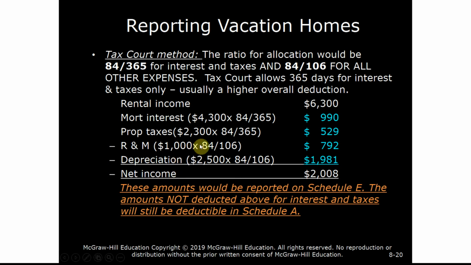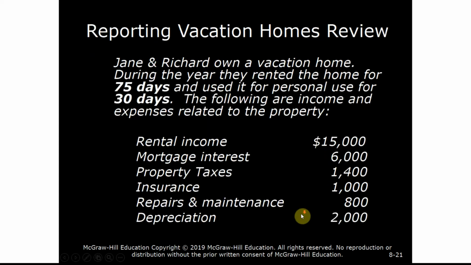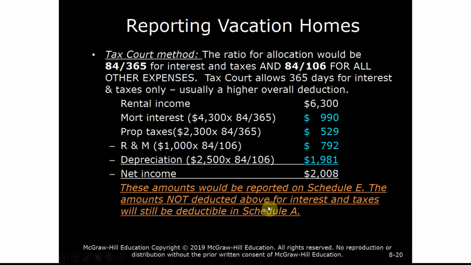In this case, we have net income of $2,008, which is reported on Schedule E. As I said earlier, any interest and taxes that you don't use, in other words, you don't allocate for rental Schedule E purposes, can be reported as a deductible expense on Schedule A like we always have done. Only the unused portion that was not used for rental purposes.